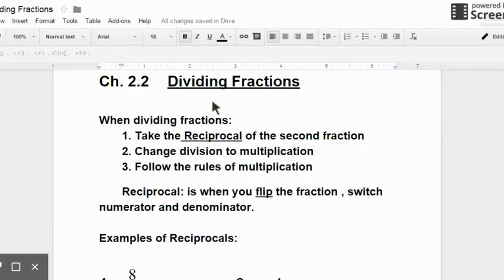Hello students. Today we're going to talk about dividing fractions. We're talking about dividing fractions today because dividing fractions is very similar to multiplying fractions. When dividing fractions, we have two additional rules.